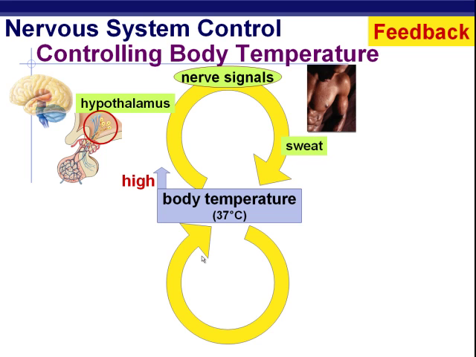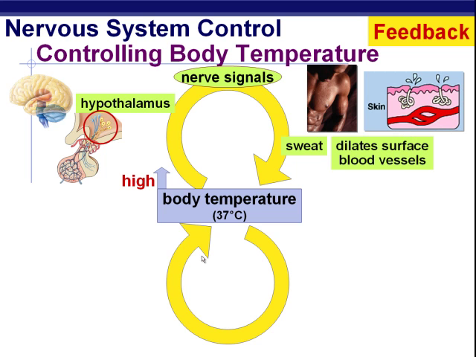They will stimulate nerve signals to cause you to sweat, because of evaporative cooling. If you'll remember from when we talked about water at the beginning of the year, evaporative cooling, and also dilation of the surface blood vessels in your skin. We're going to make those get wider and allow more blood flow to go to your skin in an effort to get rid of more heat.